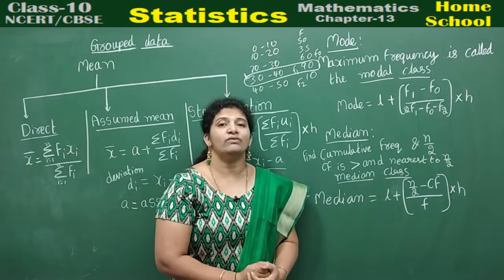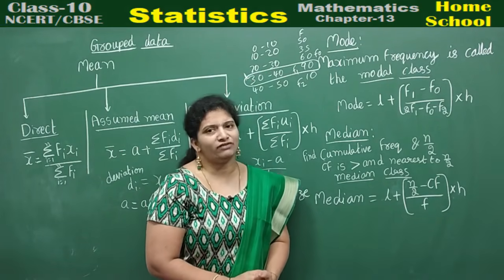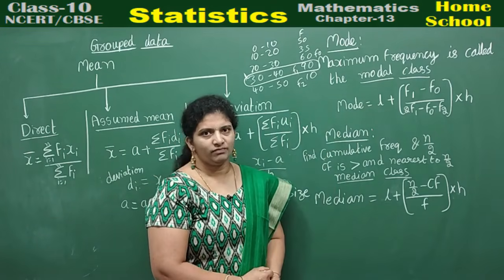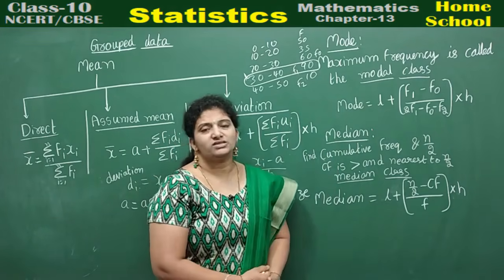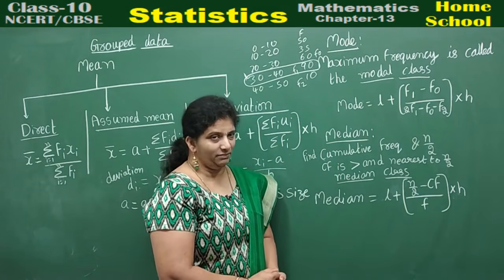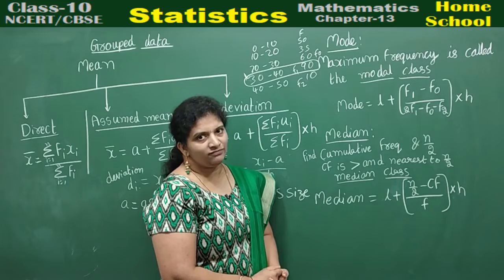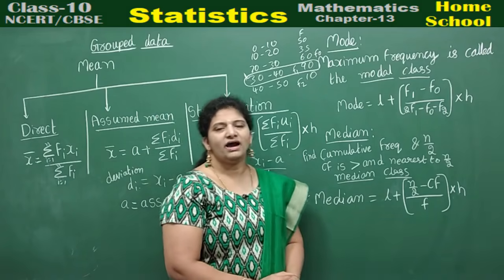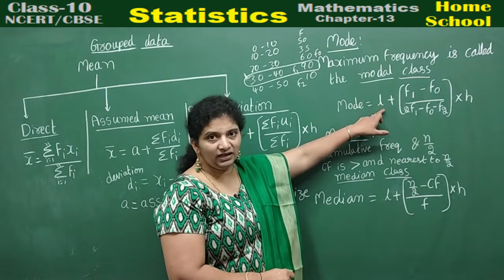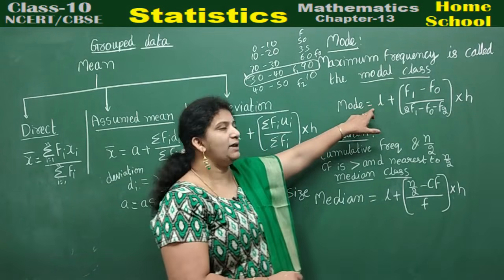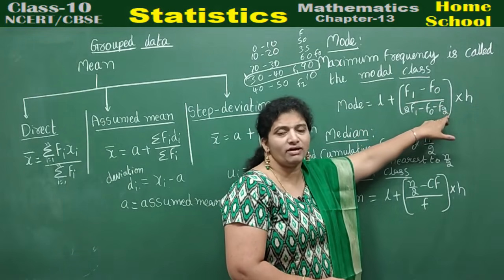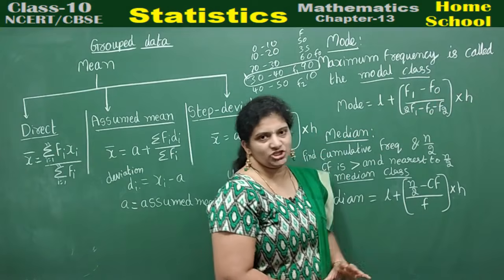Like this, in the given data, you just identify the modal class and apply the formula, and you are going to get the mode. So now, what is the mode formula? L plus, where L indicates lower limit, F1 minus F0 by 2 F1 minus F0 minus F2, into H. I repeat, mode is equal to L plus F1 minus F0 by 2 F1 minus F0 minus F2, into H.